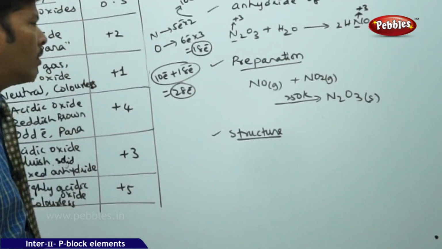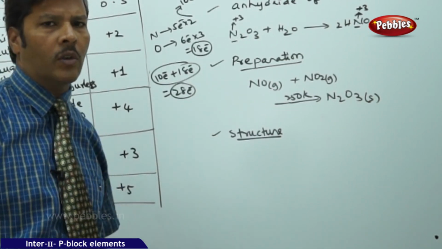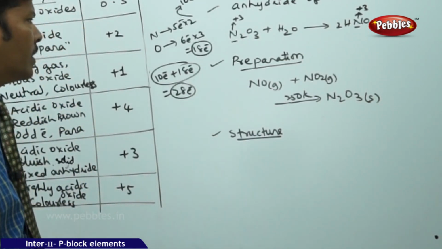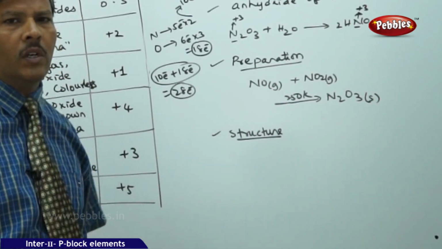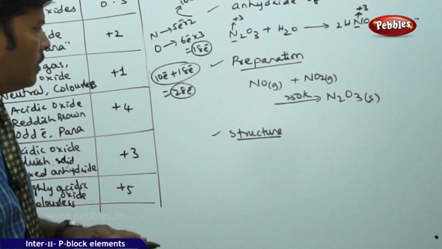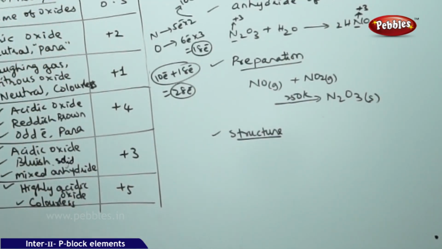When you go for the Lewis electron dot structure, including the lone pairs of electrons and the covalent bonds or coordinate covalent bonds, the structure should match 28 electrons, and all the atoms should have octet stability when you take a structure for this particular oxide, dinitrogen trioxide, that is sesquioxide.